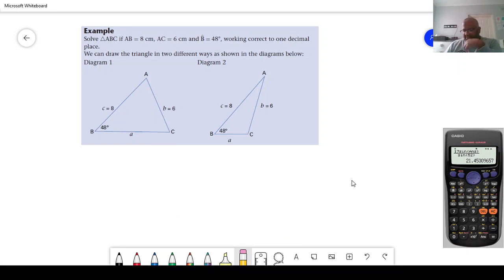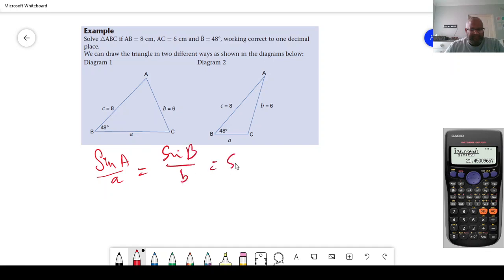Okay, so let's just write down what we have. It's going to simply be sine A over a is equal to sine B over b is equal to sine C over c. Let's check if this is in order. Yes.